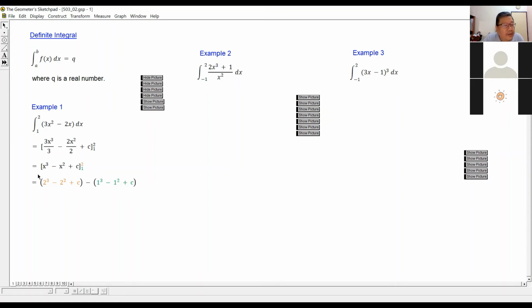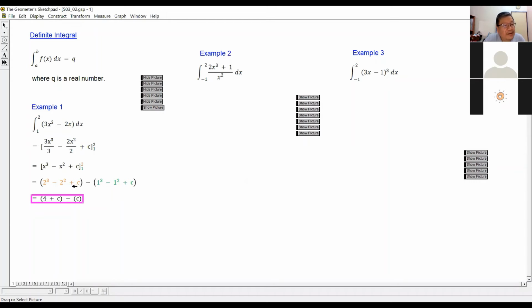You use the first bracket minus the second bracket. Remember, it is minus, not plus, right? So how to do it? After you have integrated, use the top number, substitute, put inside one bracket. Use the bottom number, substitute, then put inside another bracket. Use the first bracket minus the second bracket. So what can you see here?